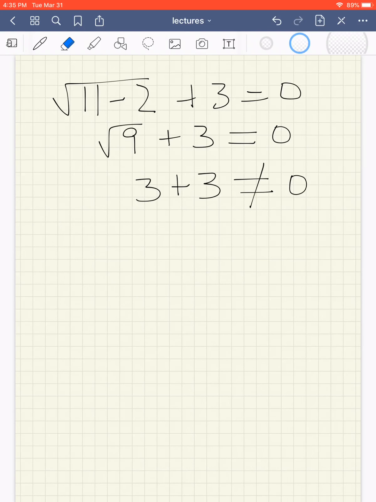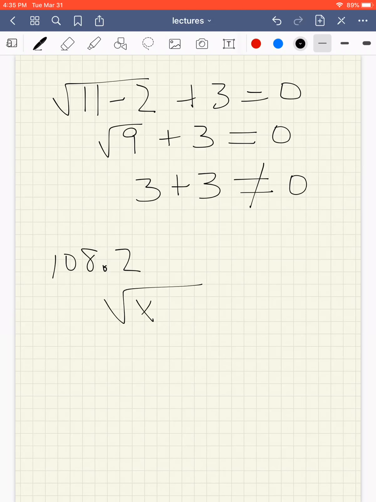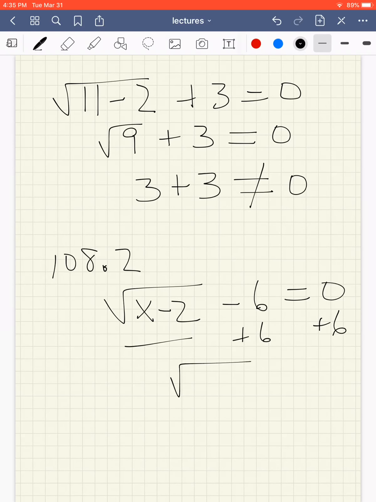All right, next. This is 108.2. The square root of x minus 2 minus 6 equals 0. So what do we need to do first? Get the radical by itself, which means add 6 to both sides. So we have the square root of x minus 2 again, they like that radical, equals 0 plus 6 is 6.